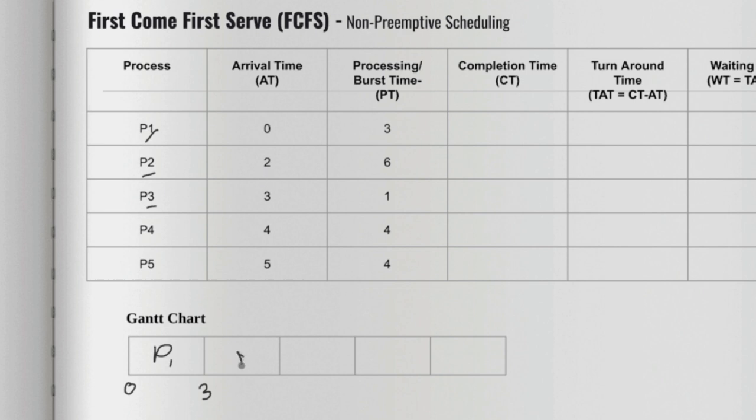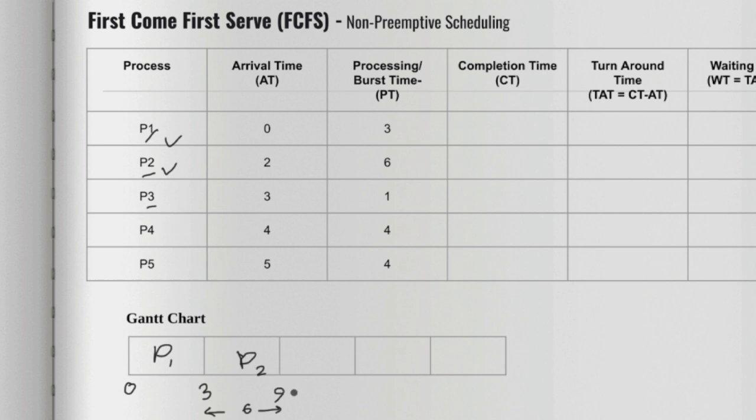So we'll go ahead and execute P2. For how long? The processing time of P2 is 6 units of time. So 3 plus 6 makes a total of 9. This is going to run for the duration of 6 units of time, and that's why the next time interval becomes 9. Now P2 is also done, so we can see P1 is done, P2 is done.